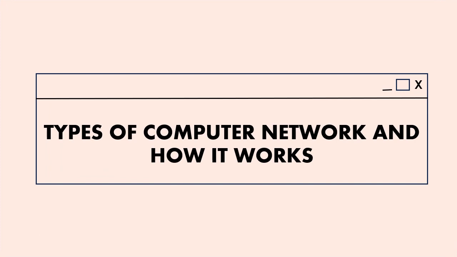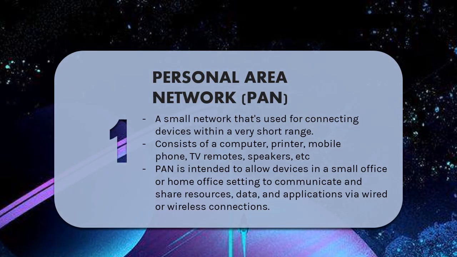Types of computer network and how it works. First of all, there is Personal Area Network, PAN. PAN is a small network that is used for connecting devices within a very short range. PAN consists of a computer, printer, mobile phone, TV remote, speakers, etc. PAN is intended to allow devices in a small office or home office setting to communicate and share resources, data, and applications via wired or wireless connections.